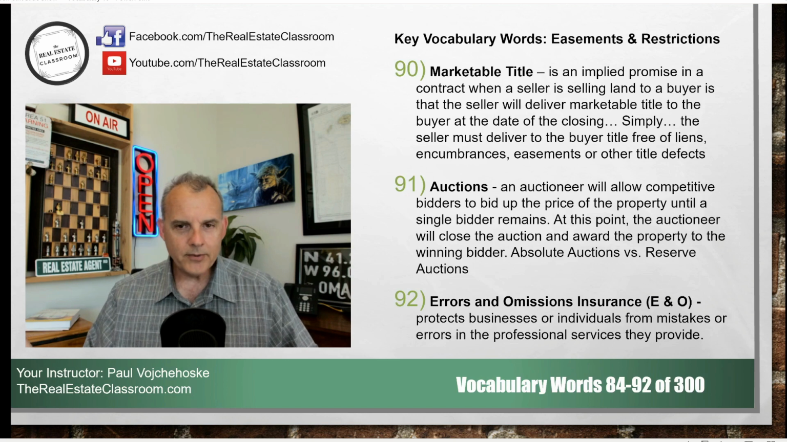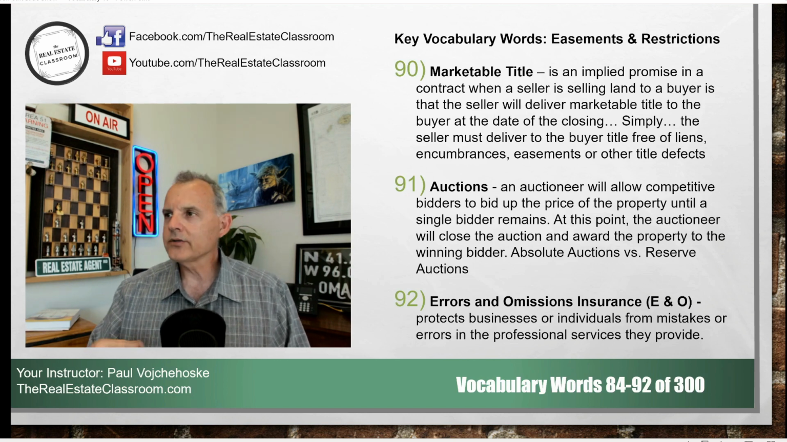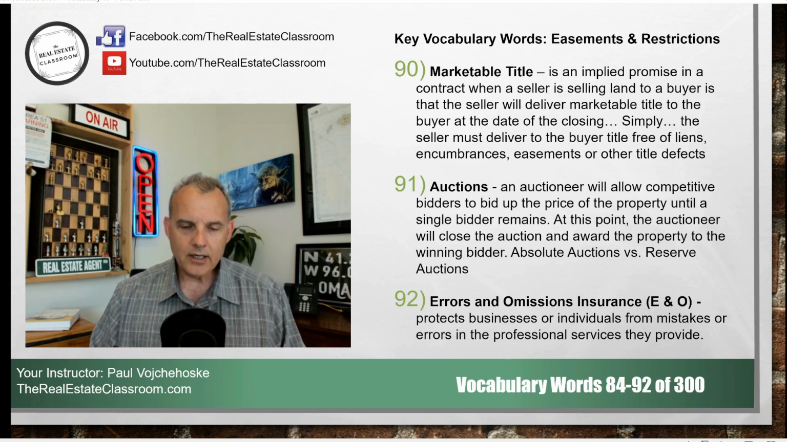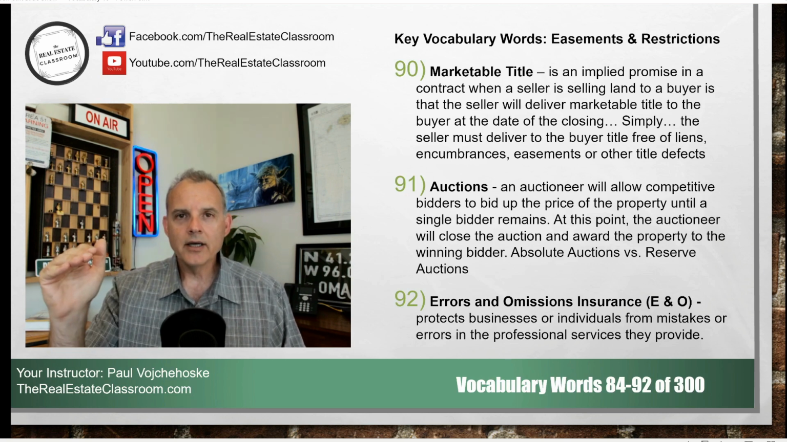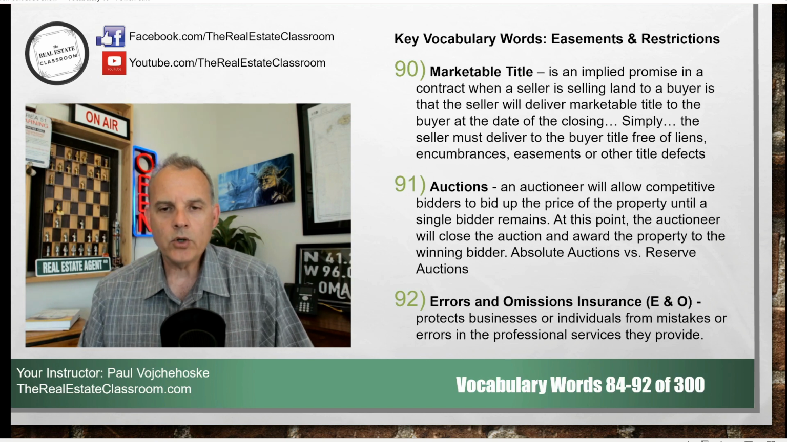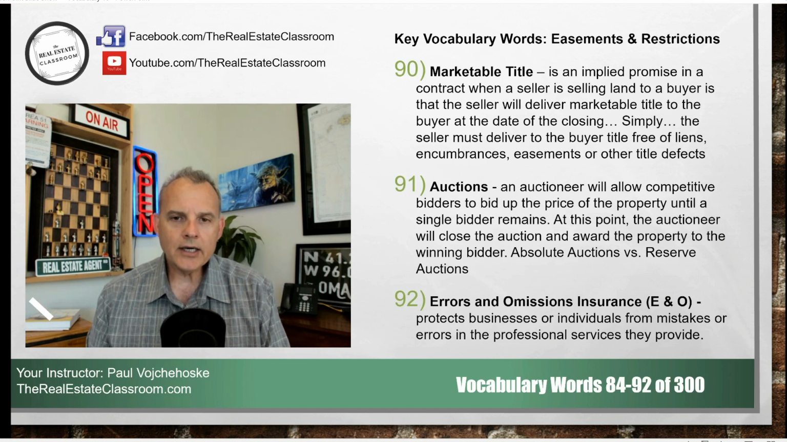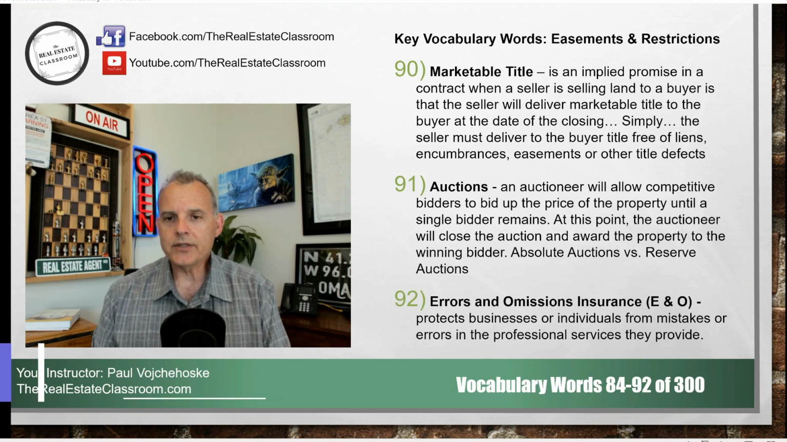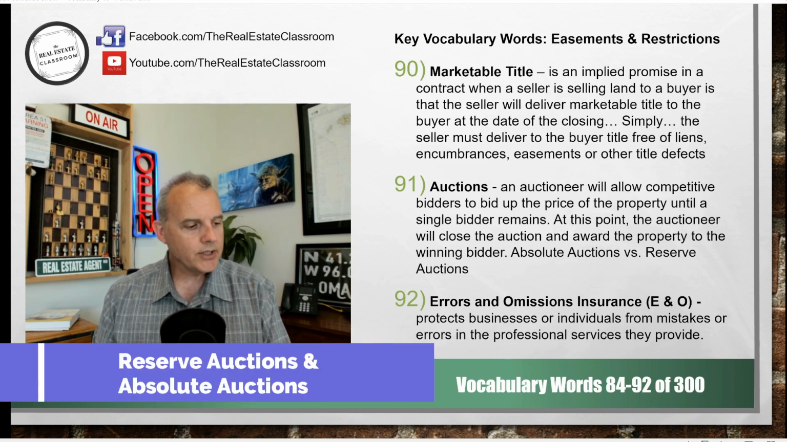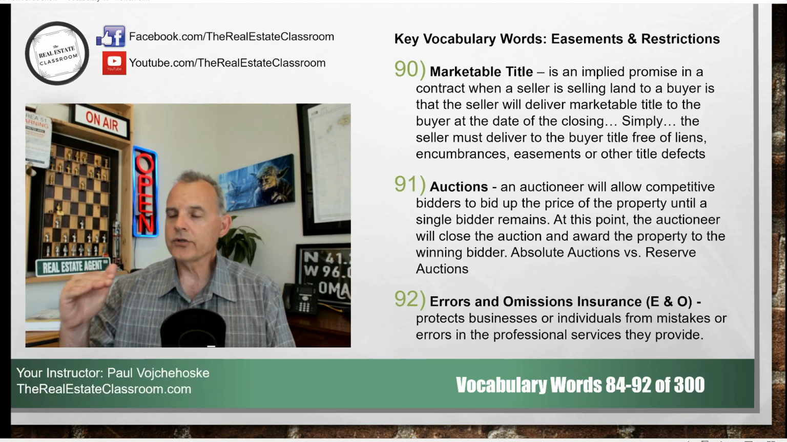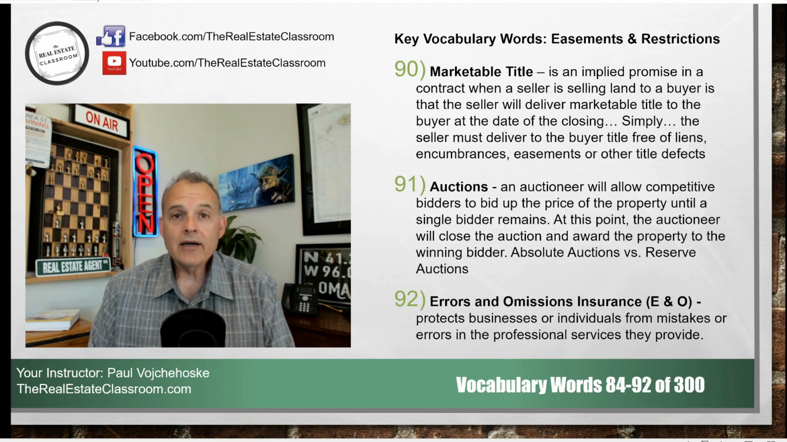So you have a whole group of people, and they're bidding on this farmhouse or this land or whatever the case may be, and the price is going up and up until there's only the highest bidder, and then boom, the property is sold. Now, there are two types of auctions that you have to know about for your real estate exam. There's absolute auctions and reserve auctions. An absolute auction is where the auctioneer is going to start at a certain dollar amount, and wherever it ends up, the highest bidder, that is the final sale price.